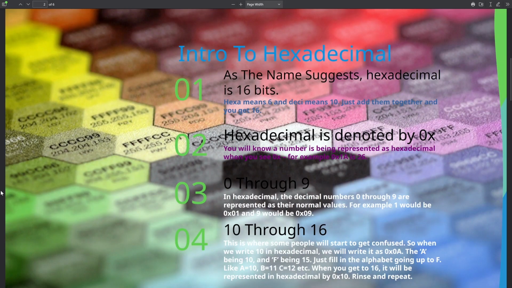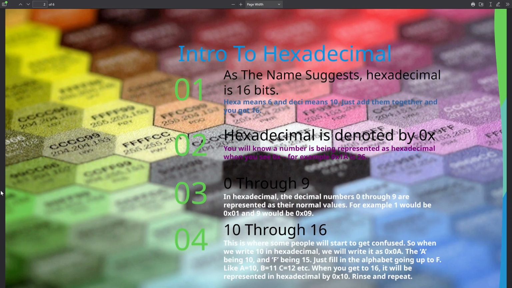Let's begin. Introduction to hexadecimal. As the name suggests, hexadecimal is base 16. Hexa means 6 and deci means 10. Just add them together and you get 16. Hexadecimal is denoted by 0x. You will know a number is being represented as hexadecimal when you see 0x, for example, 0x1a is 26.